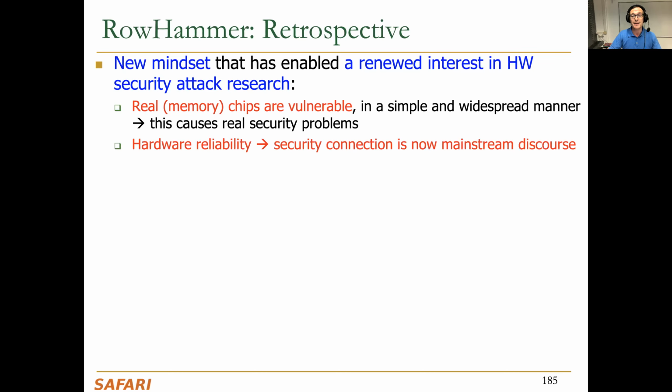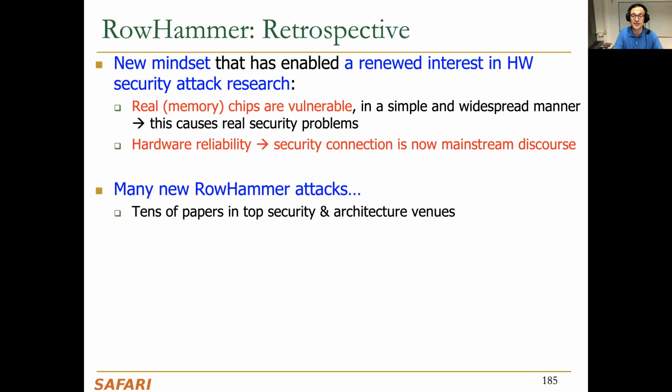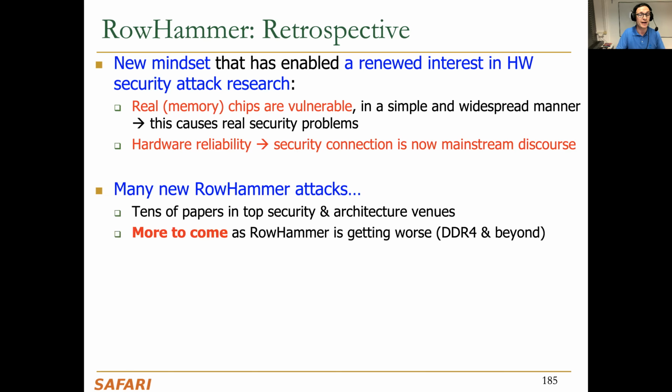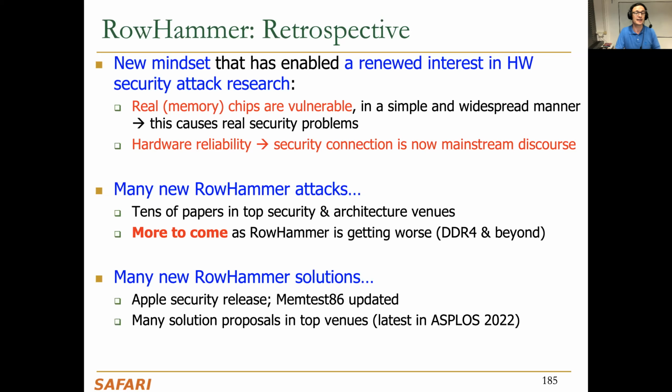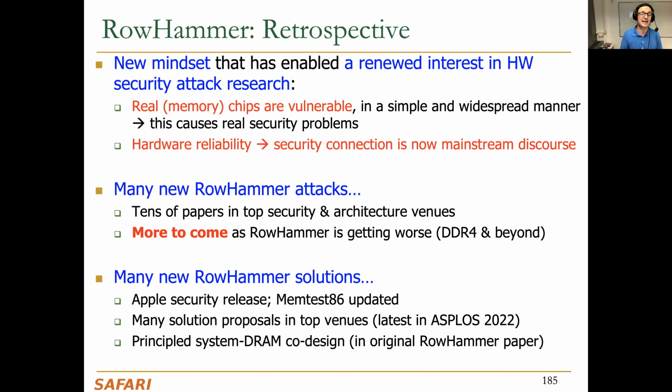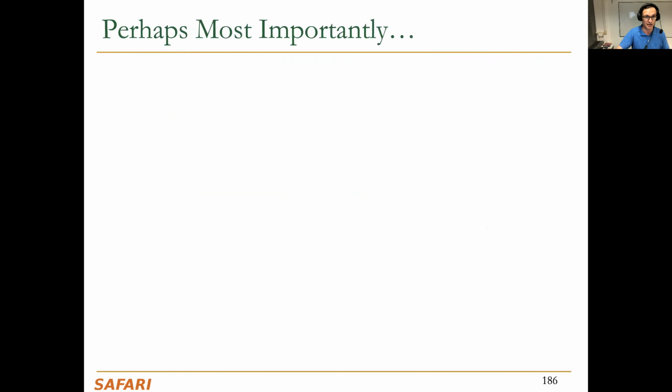And the hardware reliability and security connection is now mainstream discourse in the security community and architecture community. There are many new RowHammer attacks, tens of papers in top security and architecture venues, and they're actually diversifying. I believe there's more to come as RowHammer is getting worse, and the solutions do not work currently. There are many new RowHammer solutions, as you can see, as we have discussed. And principled system-DRAM co-design, as we argued in our IMW paper and initial RowHammer paper, is, I think, extremely important. I believe there's more to come as well.